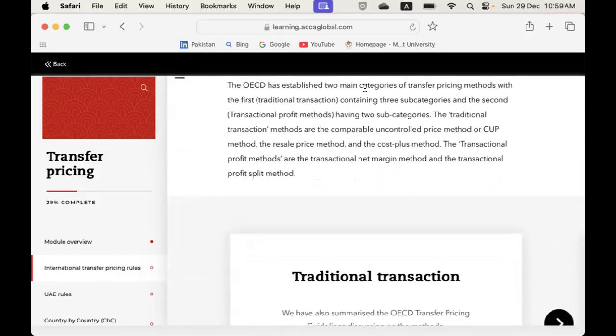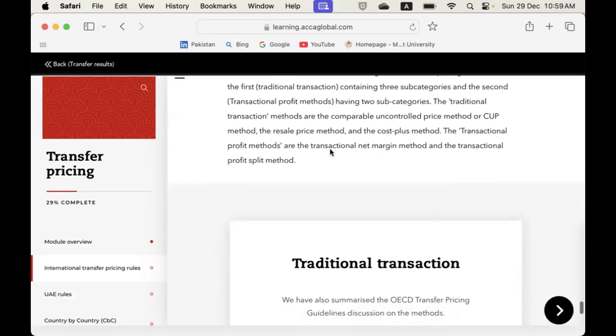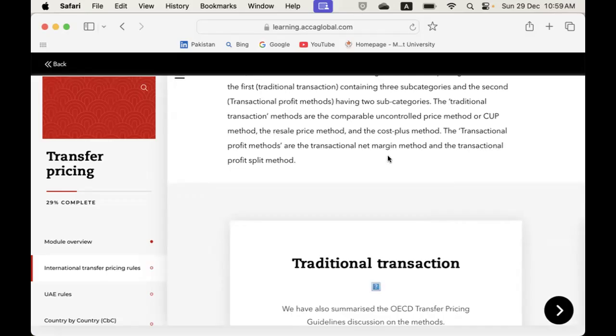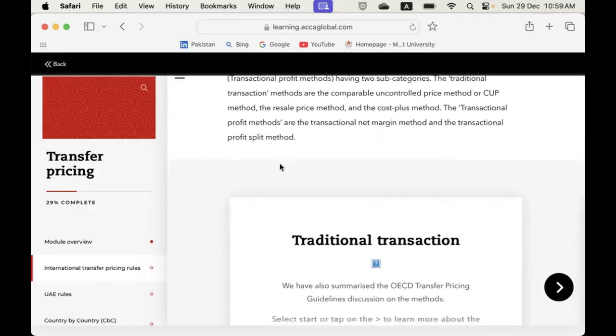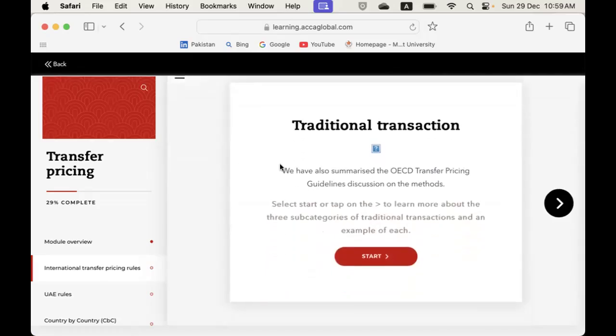There are two methods. One is the traditional method, and the second is a kind of a reverse method called transactional profit method. The traditional transaction methods are comparable uncontrolled price method or CUP method. Famous name, CUP. Comparable uncontrolled price. The resale price method and cost plus method. So these are traditional transaction methods. The transactional profit methods are the transactional net margin method, TNMM. Instead of looking at the individual items, we look at the bottom line profitability, and the transactional profit split methods. These are transactional profit methods.